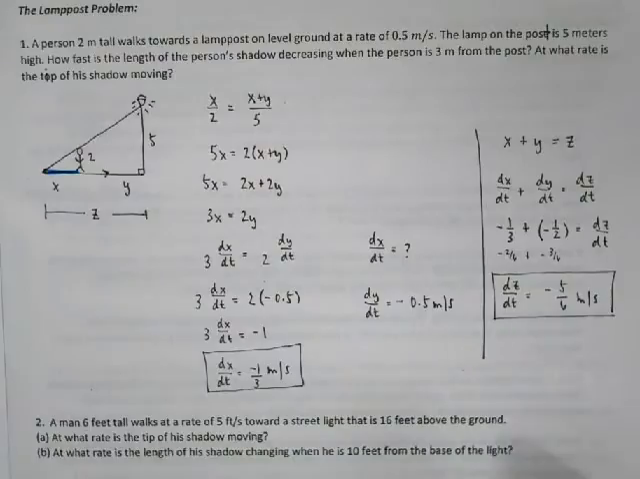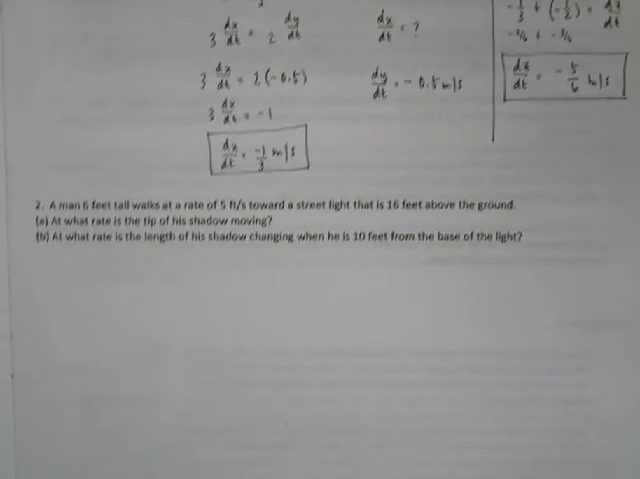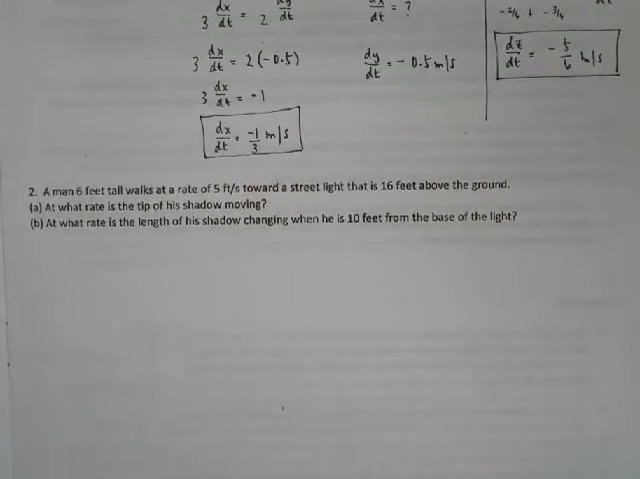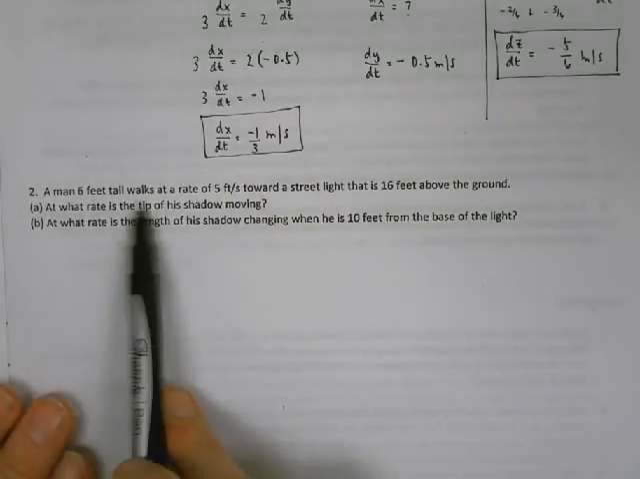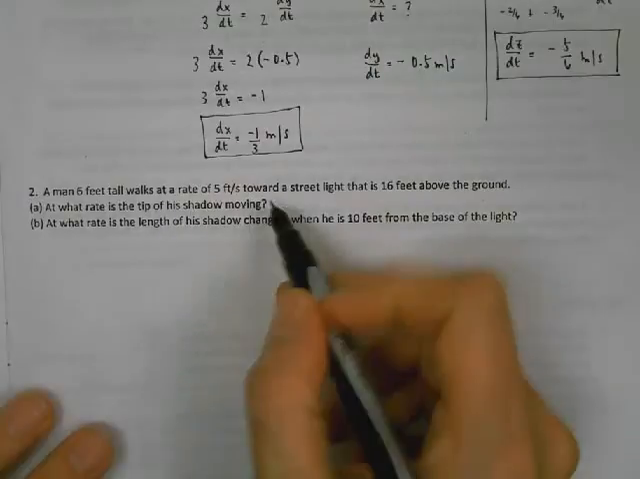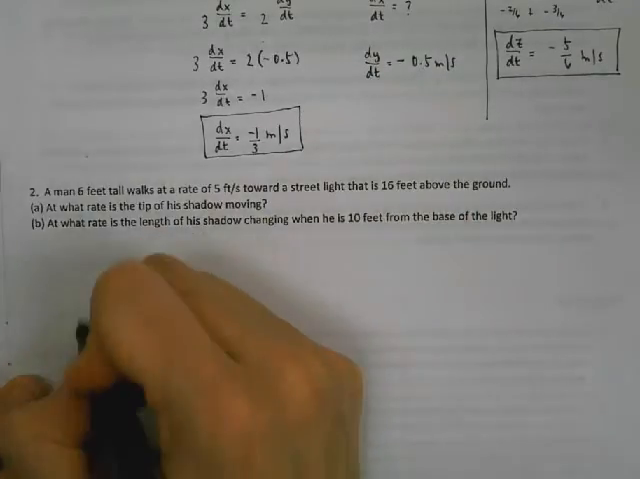So I actually used the first part of that problem to help me really easily solve the second piece. All right, so let's do another one, and then you'll have everything you need for this related rates piece. Okay, so now we have a man 6 feet tall walking at a rate of 5 feet per second towards a street light that is 16 feet above the ground.